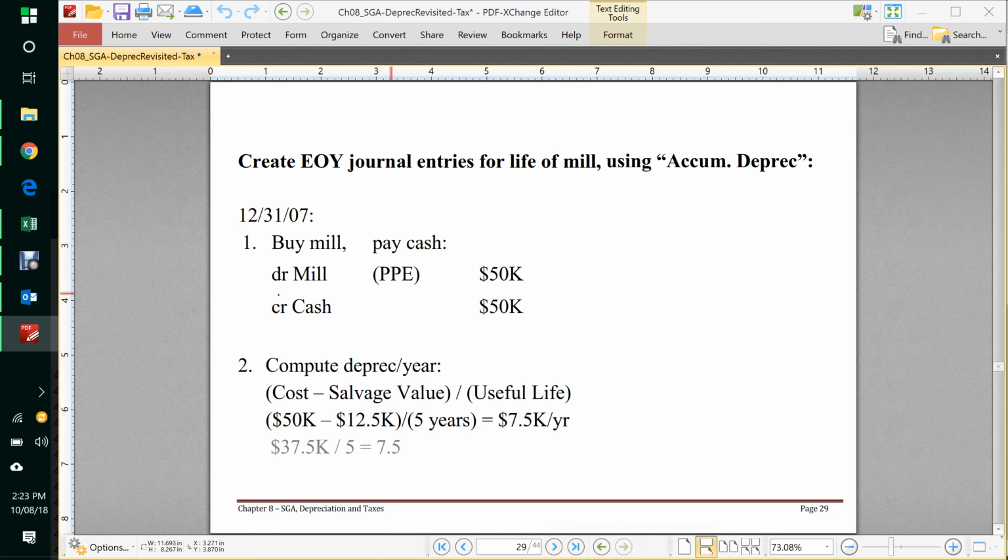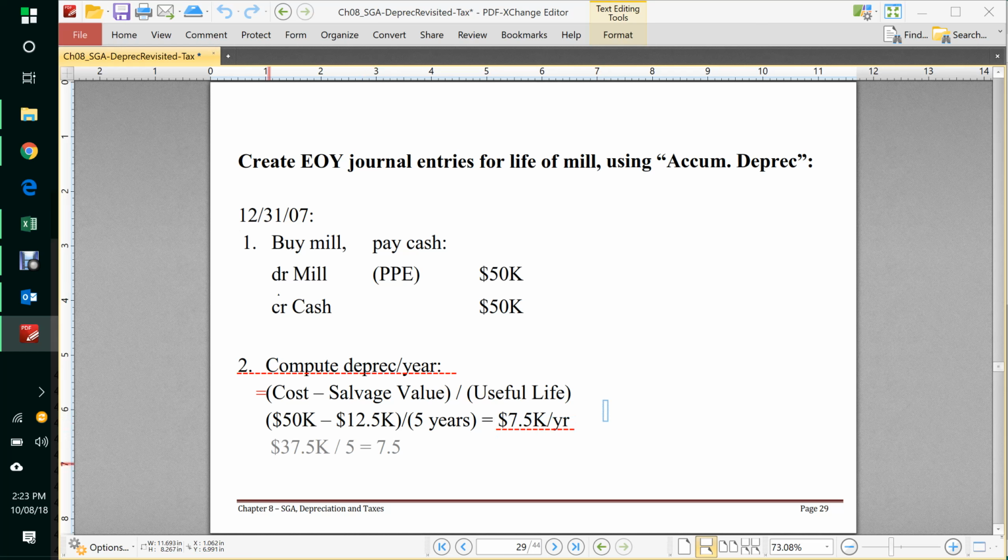So we've got this all up at the top, okay? And now is a good time to compute the depreciation per year. The way we do that is to say that that's equal to, and this might be a good formula to remember, the cost minus the salvage value. So that'll be 50,000 minus 12.5 thousand divided by the useful life of 5 years.